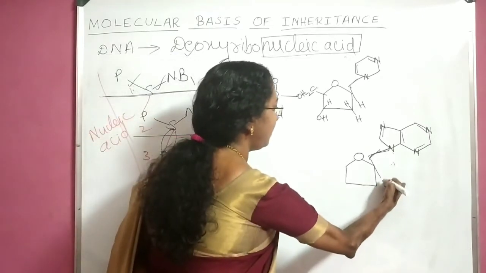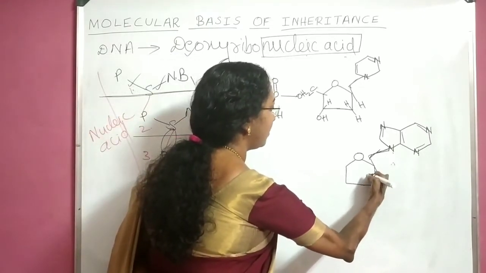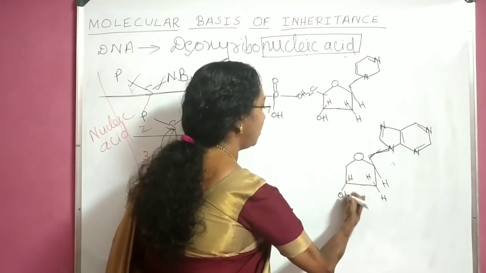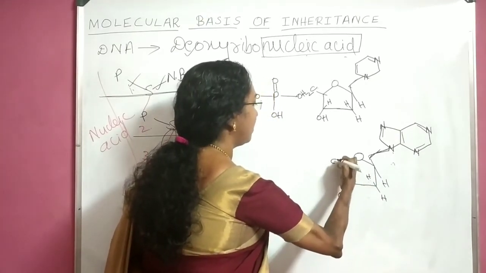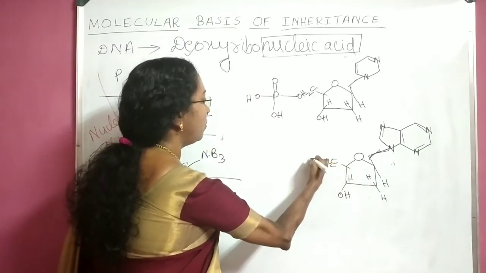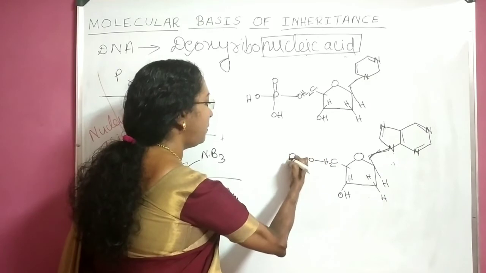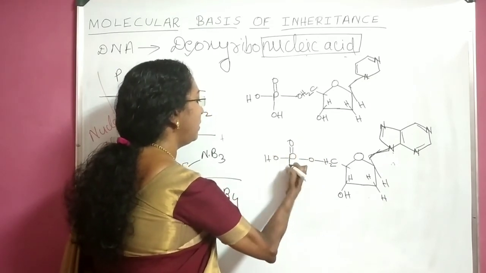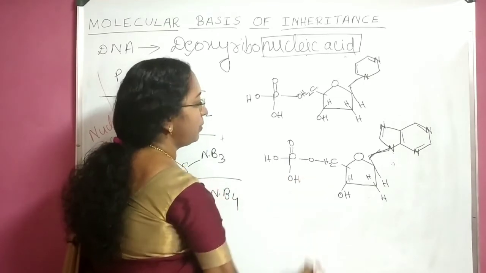Rest of the things are the same. H, H, H, OH, CH2. CH2 is bonded to O and that O is bonded to P. Apart from this, it has the usual H and OH areas.